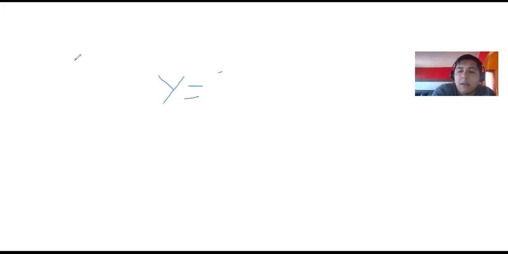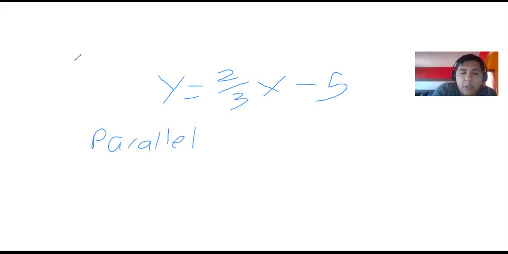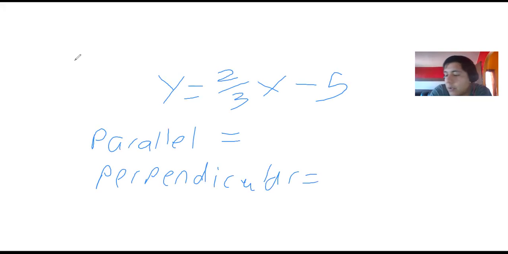So let's say I have an equation that's y equals 2/3 x minus 5. And what I want is to find the slope that will give me a parallel line and the slope that will give me a perpendicular line. So let's start with the parallel line. What kind of slope do I need to have for them to be parallel?